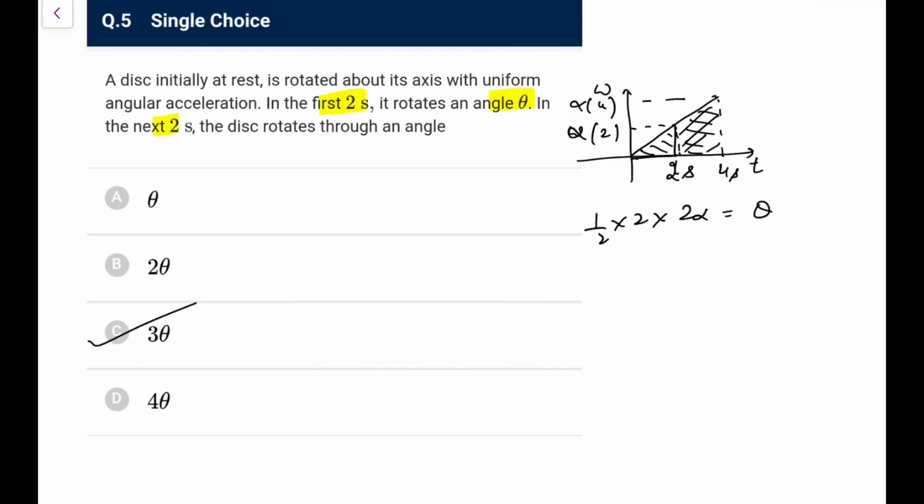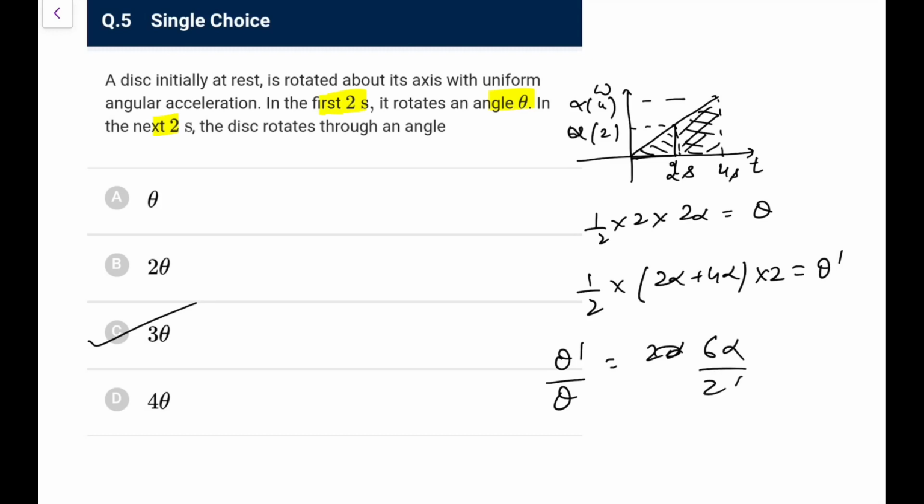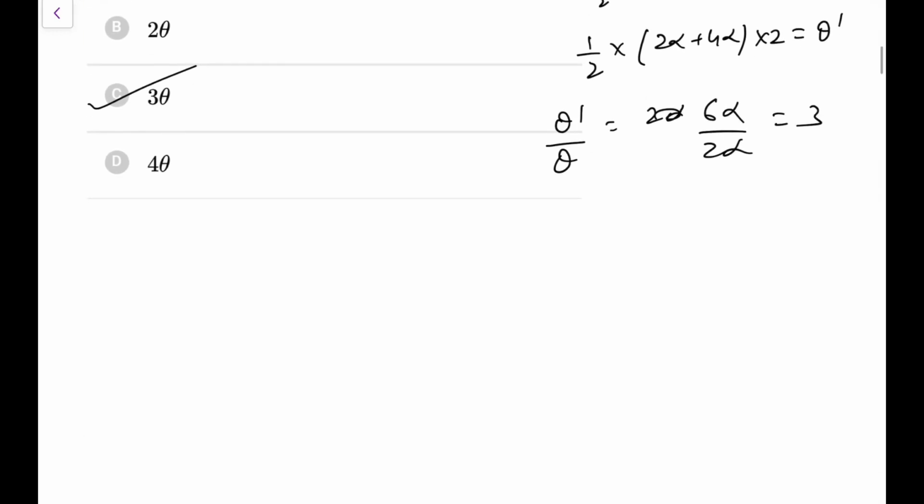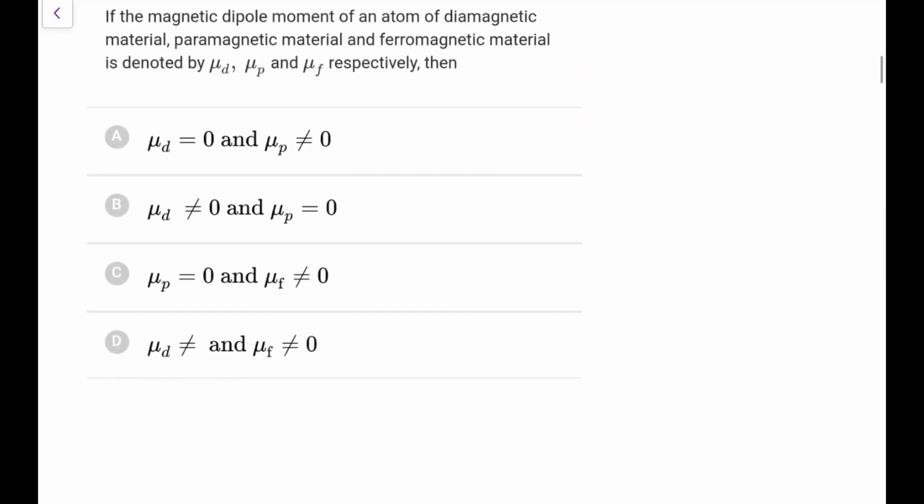And next this area would be half into sum. If I do 2 alpha plus 4 alpha and the gap is 2, that would be theta dash. So if I do theta dash by theta, half into 2 will go out, it would be 2 alpha plus 4 alpha, 6 alpha by 2 alpha, that is 3. So theta dash is 3 theta, or you can do it by the right equation of motion.